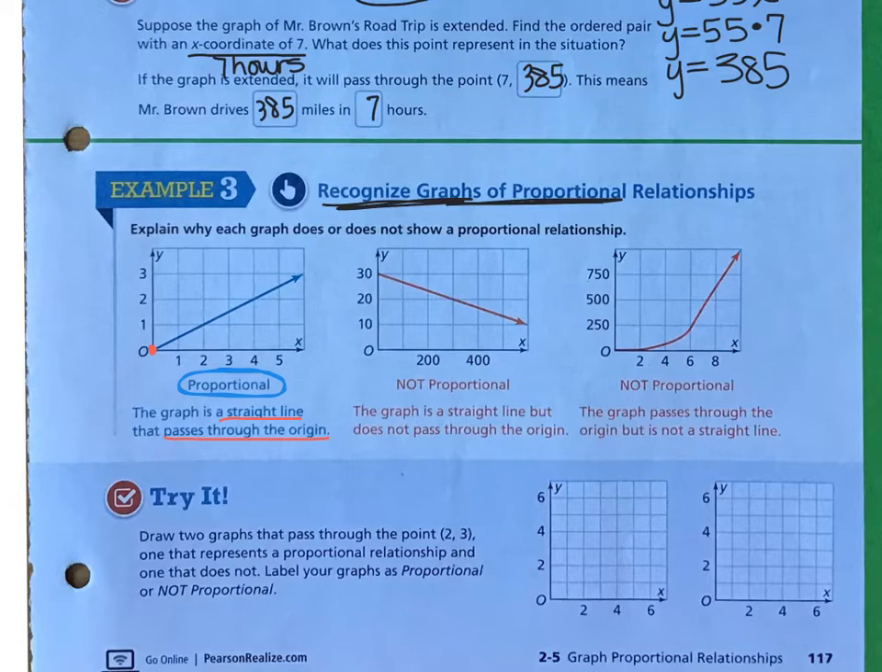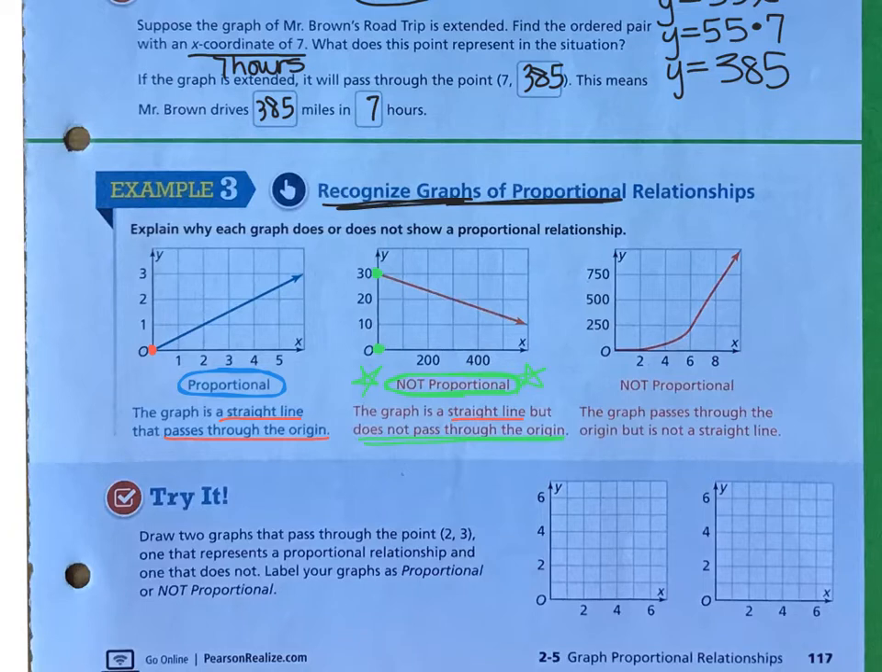Now take a look at the second example. The second example, they say, is not proportional. I do see a straight line, but in this case, it is only the straight line piece that meets the requirement. What it doesn't do is the graph does not pass through the origin. Remember, that origin is down here, but the graph begins up here. So it's not passing through the origin, which means this is not a proportional relationship.